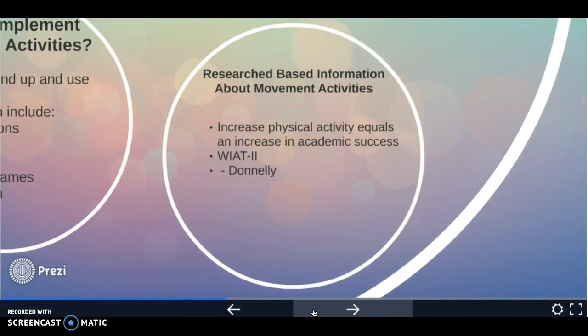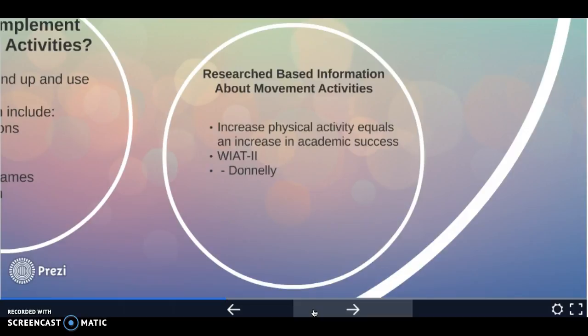So I found a lot of information, but one really important thing that I found was, how do we know for sure that the student's academic achievement is actually increasing due to movement activities? According to Donnelly, he researched movement activities and found that an increase in physical activity increased the likelihood of an increase in academic success. He had his students participate in a physical activity curriculum called Physical Activity Across the Curriculum, and they were assessed based on the WIAT-II assessment for achievement. The article goes on to explain that their scores on these tests increased due to the implementation of physical activity.